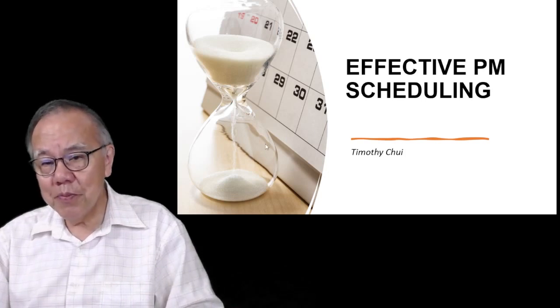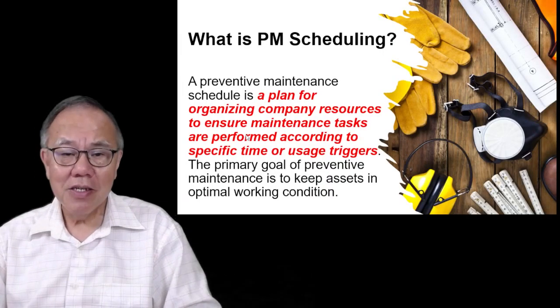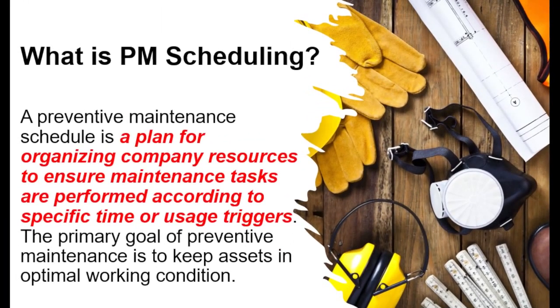Now, what is plant maintenance? A good definition would be like this. The word PM can stand for plant maintenance, or as we understand it, preventive maintenance. Preventive maintenance includes a lot of things, and there are different aspects to the way we do it. It could be time based, it could be condition based, but that will be another topic for another day. Basically, preventive maintenance or plant maintenance is a plan for organizing company resources to ensure maintenance tasks are performed according to a specific time.